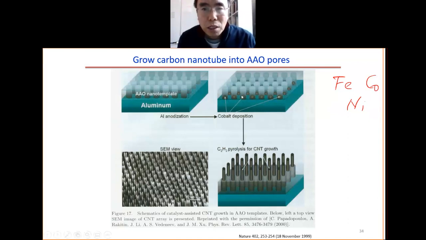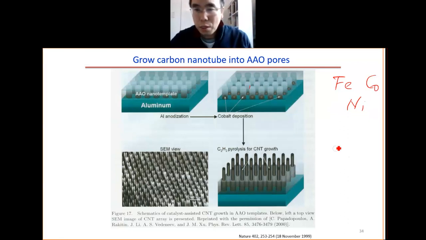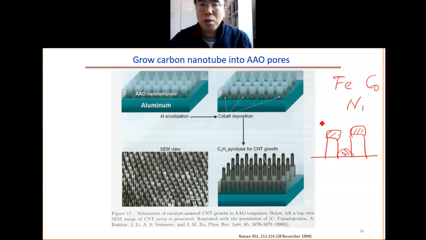So how do you deposit the cobalt on the bottom of the hole without deposition on top of the hole? This is not obvious. When you do the deposition, there will be cobalt on the bottom, but there also will be cobalt on the top. So how do you remove the cobalt on top without removing the cobalt on the bottom?